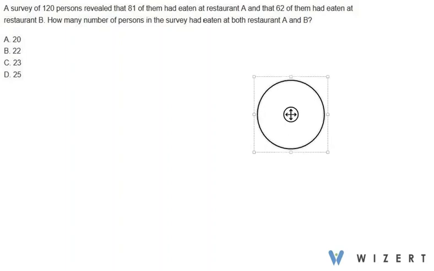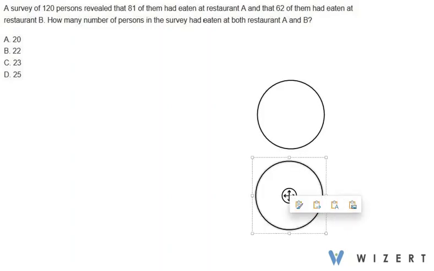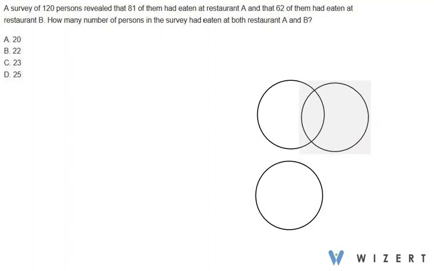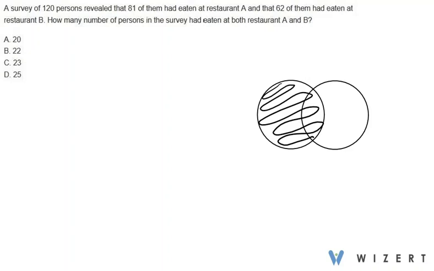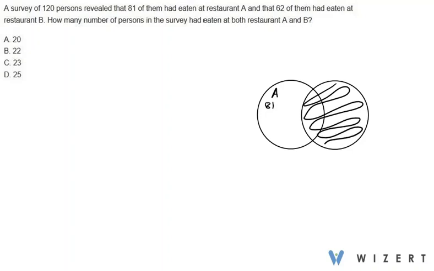So let this circle be the representation of people who ate at restaurant A, and this be the representation of the number of people who ate at restaurant B. So according to the question, we have this circle representing 81 people who have eaten at restaurant A. And this entire circle is representing 62 people who have eaten at restaurant B. Now this overlap part here has been considered in both numbers, 81 and 62.